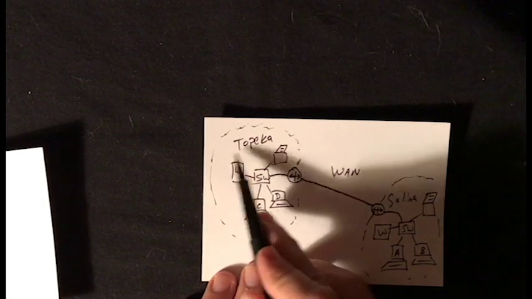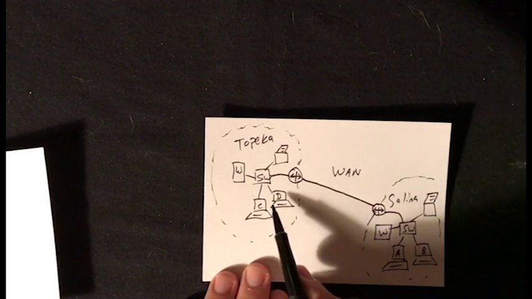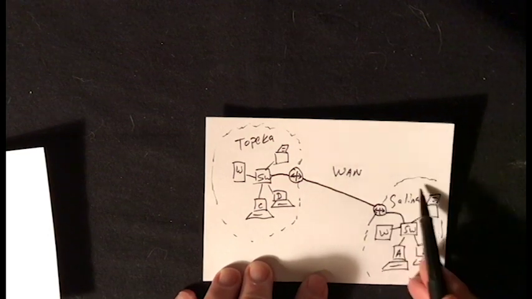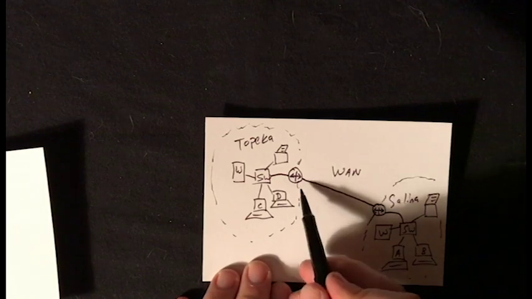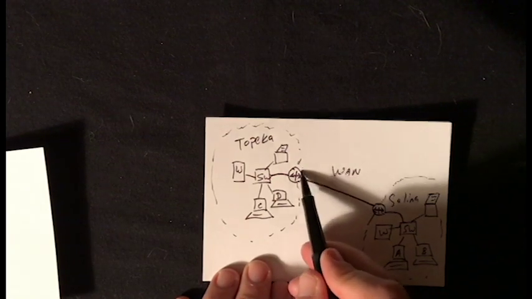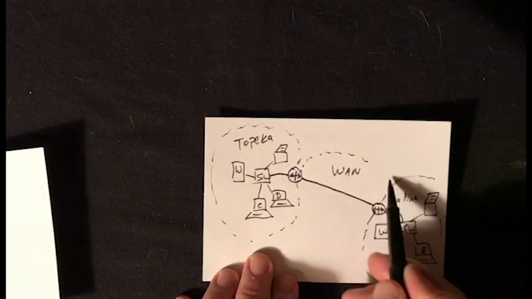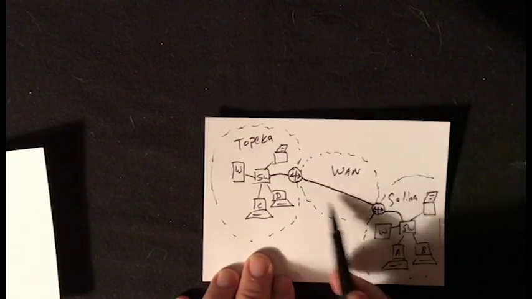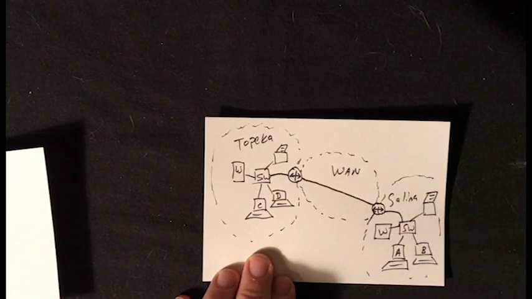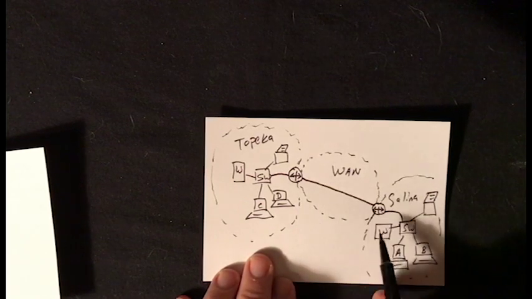This router belongs to the Topeka network. This router belongs to the Salina network. But what's unique about routers is they belong to more than one network. They also belong to this WAN link network. In this case, there are only two routers on that network, and they have a point-to-point link linking the cities.